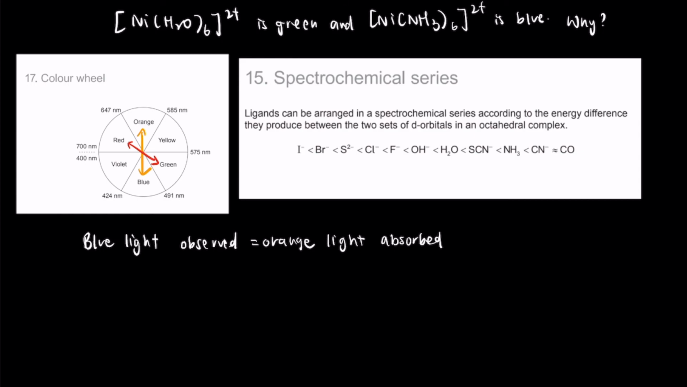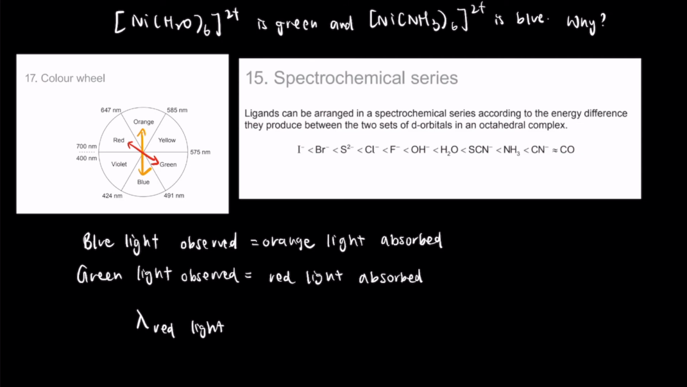And for the green hexa-aqua nickel ion, green light is observed, so referring to the color wheel, red light is absorbed. So based on the color wheel, we can see that the wavelength of red light is larger than the wavelength of orange light. And translating that in terms of energy, since we know that wavelength is inversely proportional to energy, that means that the energy of red light is less than the energy of orange light.